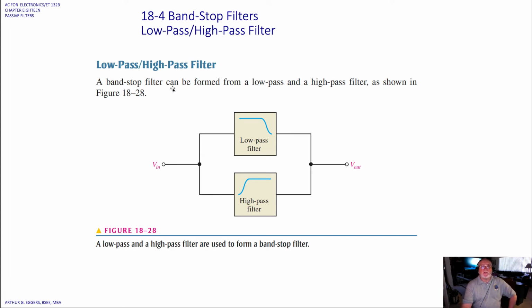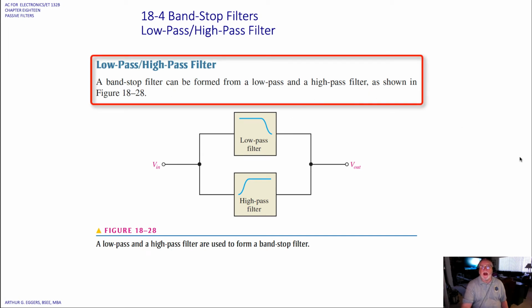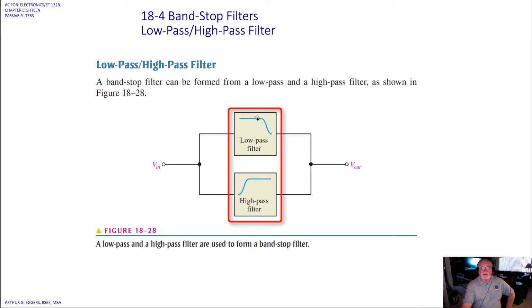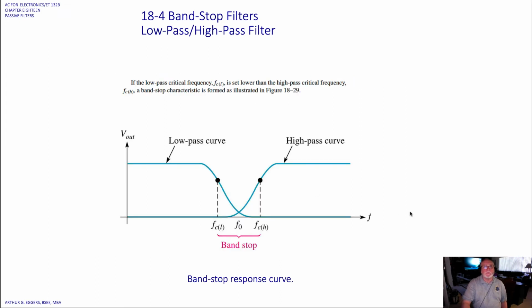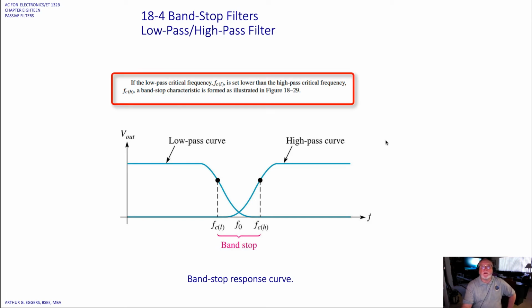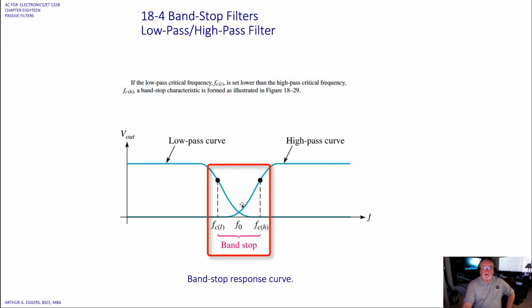So a band stop filter can be formed from a low pass and a high pass as shown. So now we're taking a low pass and a high pass and sticking them together in such a way that we build that notch out of both sides of the response, the low pass response and the high pass response. If the low pass critical frequency FC1 is set lower than the high pass critical frequency FC2, a band stop characteristic is then formed. So you can see we've got a little bit of an overlap there, and we've got a band stop being indicated.